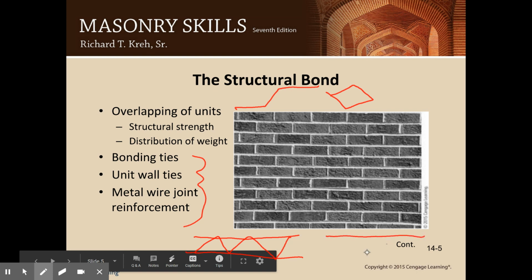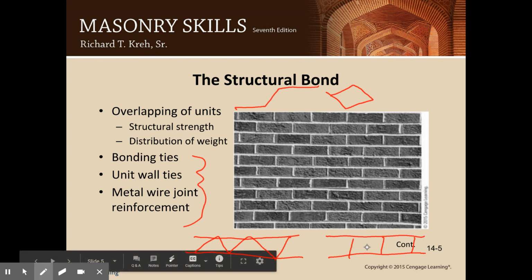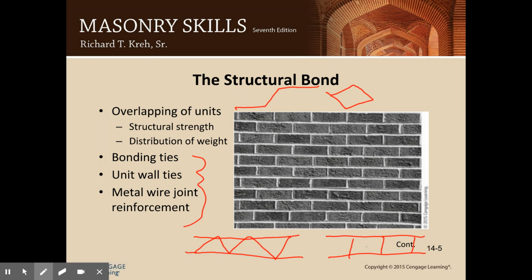And a ladder tie, where it's just pieces run transversely. All of these, the Z, the rectangle, the truss, and the ladder ties will all be in your mortar joints. So you wouldn't see them because they're hidden inside right there, and the bricks are laid on top of it.